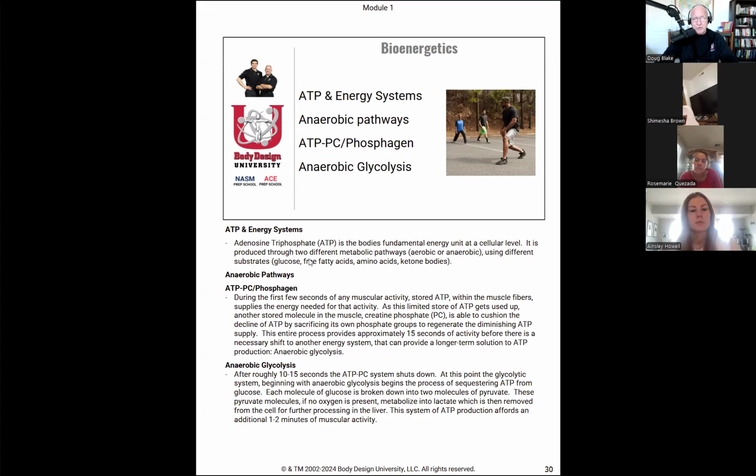It is produced through, and this is why we break it down, it just makes life easier to explain it this way, two different what we call metabolic pathways. Aerobic, what's aerobic? So with oxygen. So aerobic means with oxygen, or anaerobic, which means without oxygen.